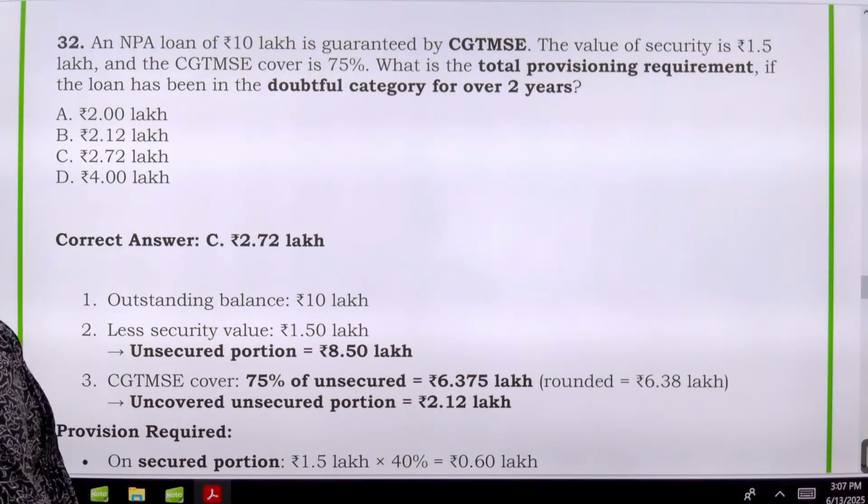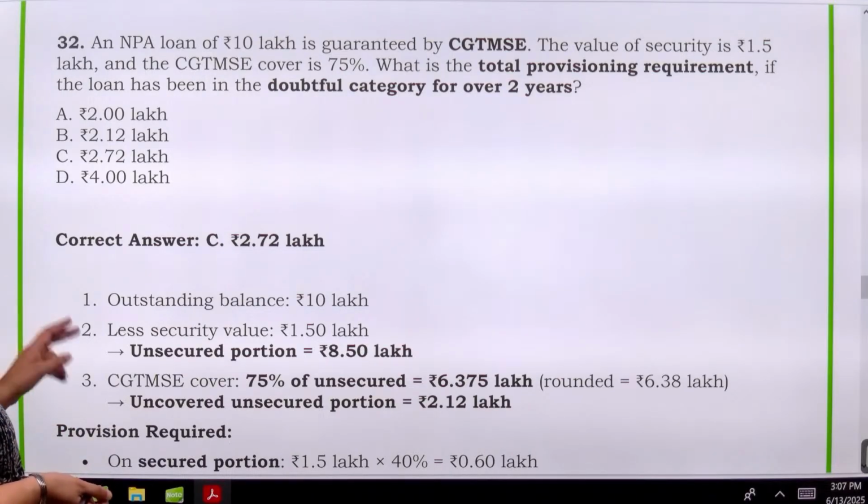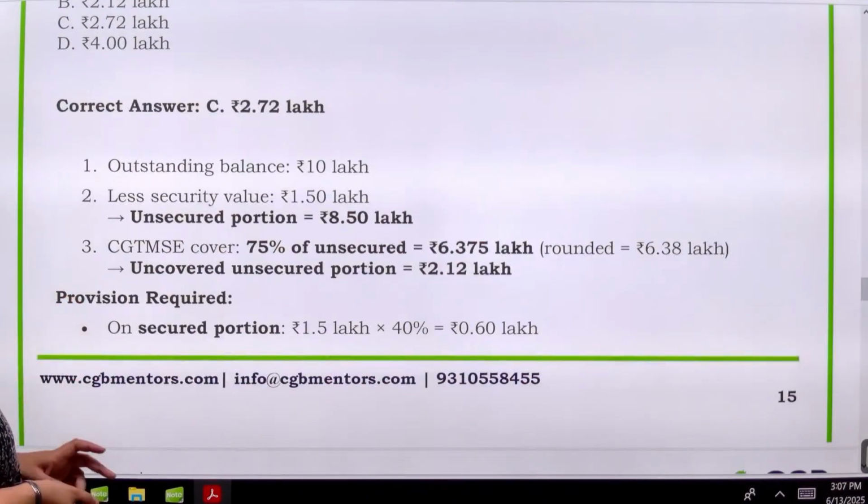Now, an NPA loan of 10 lakhs is guaranteed by CGTMSE. The value of security is 1.5 lakh and CGTMSE cover is 75%. Now, what is the total provisioning requirement if the loan has been in the doubtful category over 2 years? See, this is a very important question.